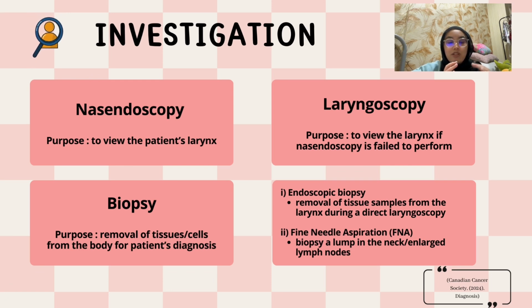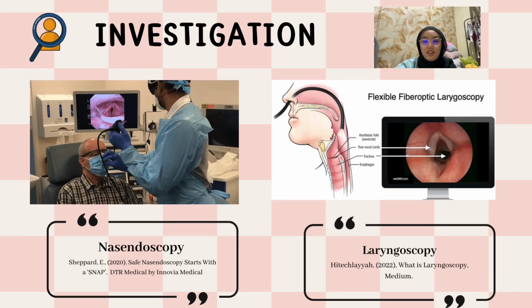Next is laryngoscopy. It is the second line of investigation, done to view the larynx if nasoendoscopy fails to be performed. And then biopsy is a procedure to remove tissues or cells from the body for the patient's diagnosis. There are two types of biopsy. The first one is endoscopic biopsy, which is the removal of tissue samples from the larynx during direct laryngoscopy. And then we have fine needle aspiration, which is a biopsy of a lump in the neck or enlarged lymph nodes. For this part, I include some pictures of how nasoendoscopy and laryngoscopy are performed.